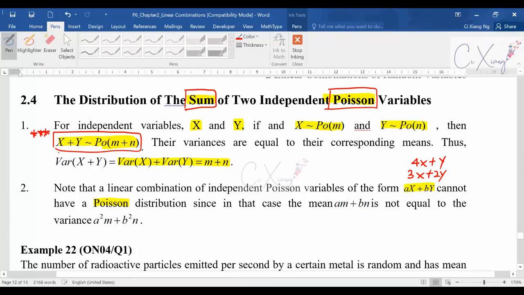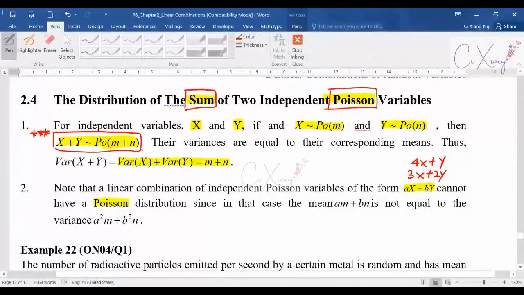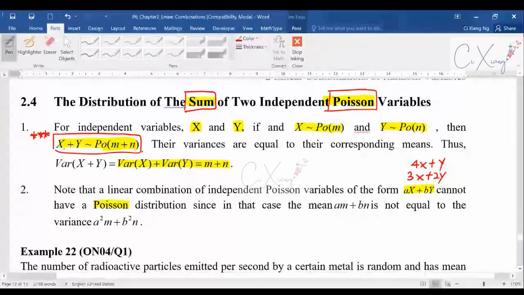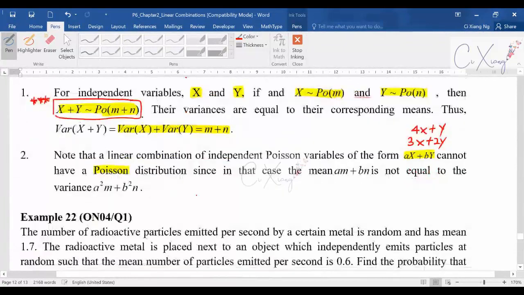For the Poisson part, you no need to worry about all the other things. If you see those other forms appearing in your question, generally it belongs to normal distribution, not Poisson. So for our syllabus, Poisson only appears for X plus Y, which is Poisson distributed. All right, so let's have a look at example 22. How are you going to solve these kinds of questions related to Poisson?